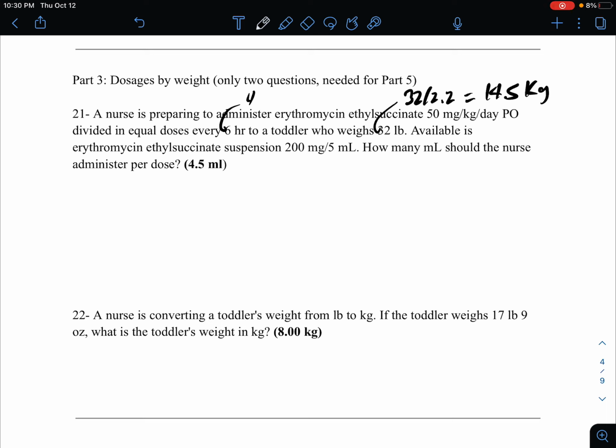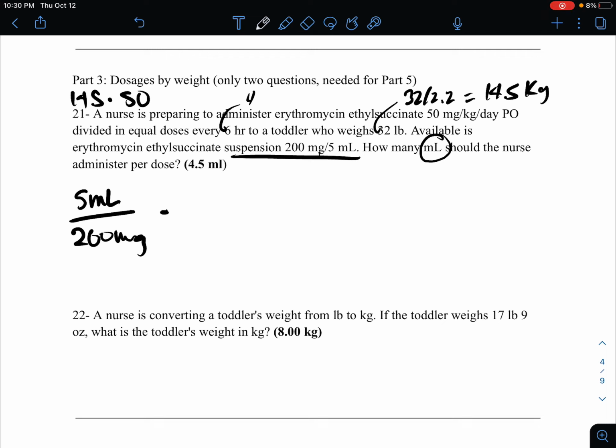kilograms right there. Available is 200 milligrams over 5 milliliters. How many milliliters should you administer? Okay, because this is what we have on hand and we're looking for milliliters, this goes first, and also milliliters goes on top because that's how we want the units to cancel out. So right again, 5 milliliters over 200 milligrams. Now let's find out how much we're supposed to give them. So 14.5 times 50, because it's 50 milligrams per kilogram and they weigh 14.5 kilograms. 14.5 times 50 is 725 milligrams.